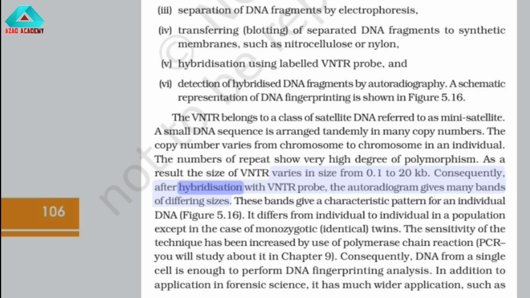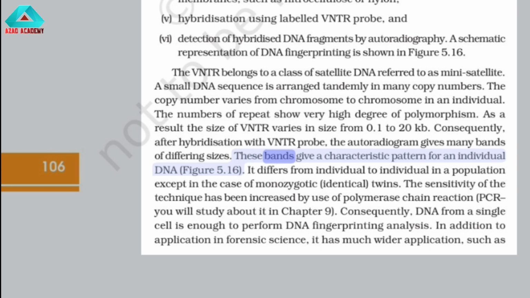Consequently, after hybridization with VNTR probe, the autoradiogram gives many bands of differing sizes. These bands give a characteristic pattern for an individual's DNA. It differs from individual to individual in a population, except in the case of monozygotic identical twins. The sensitivity of the technique has been increased by the use of polymerase chain reaction, PCR. You will study about it in Chapter 9. Consequently, DNA from a single cell is enough to perform DNA fingerprinting analysis.